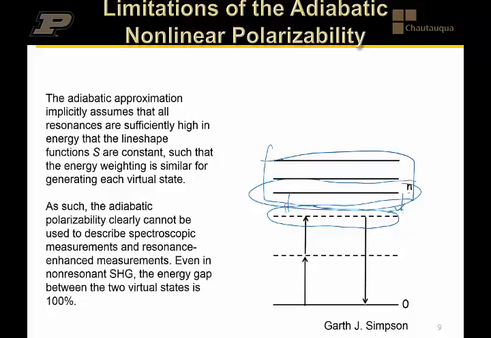So we build these time-dependent virtual states through linear combinations, but the contribution of this particular state N to each of these two virtual states is now going to be very different if the energy gap between them is large relative to the energy gap between these two states. In other words, the closer this real state gets to one of these two states, the poorer the adiabatic approximation is going to be.